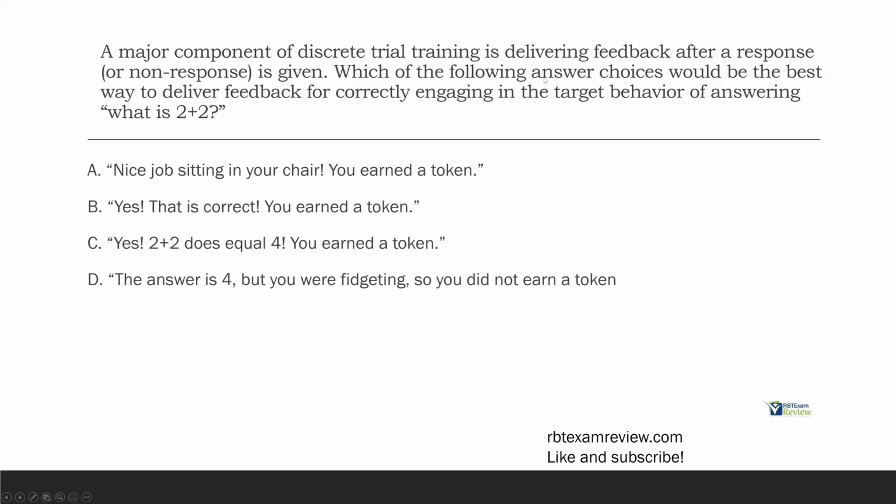A major component of discrete trial training is delivering feedback after a response or no response is given. Which of the following answer choices will be the best way to deliver feedback for correctly engaging in the target behavior of answering what is 2 plus 2?